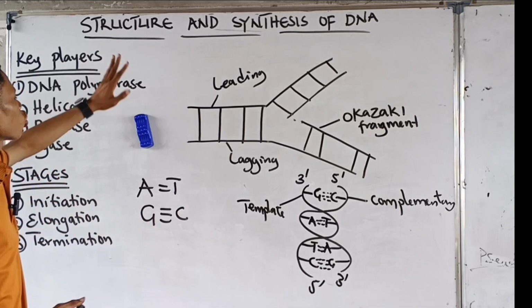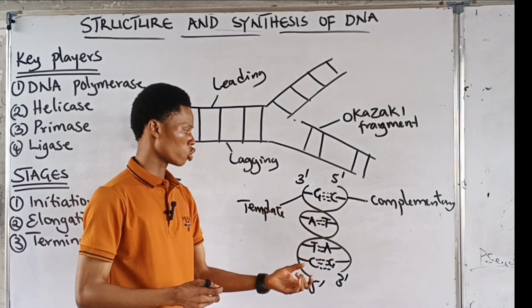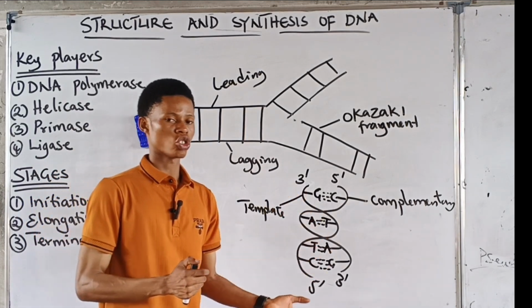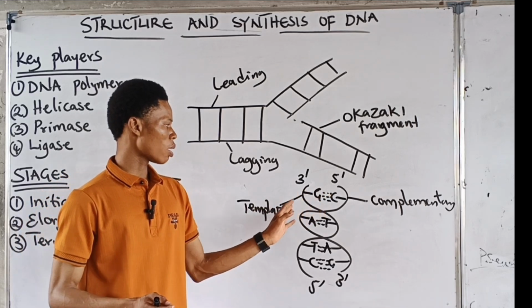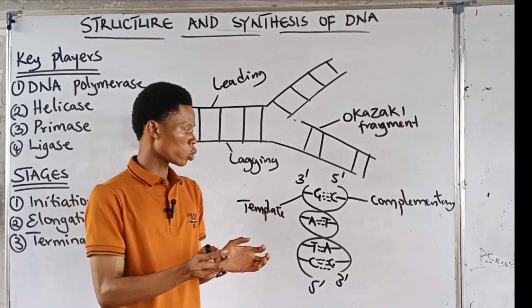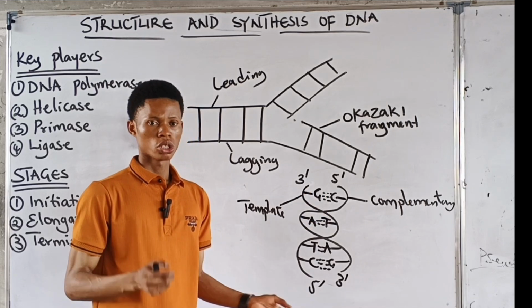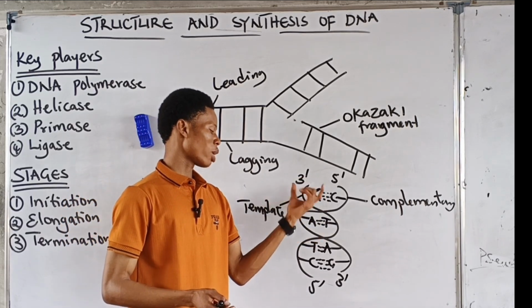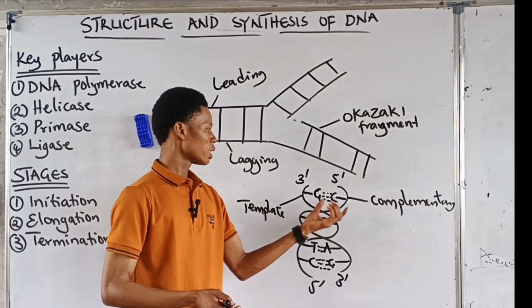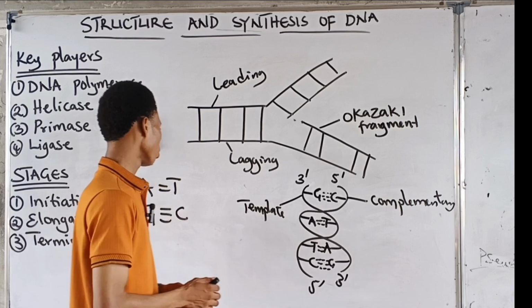So basically, DNA has a double helix structure, having the template strand and the complementary strand. The bases on both strands are joined together. The two strands are joined together by what type of bond? A hydrogen bond. You should also be able to tell them that the template strand runs from 3' to 5', while the complementary strand runs from 5' to 3'.